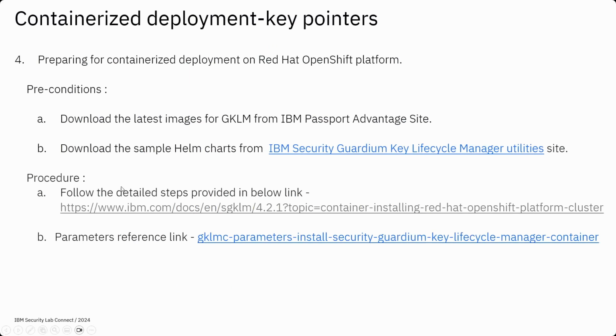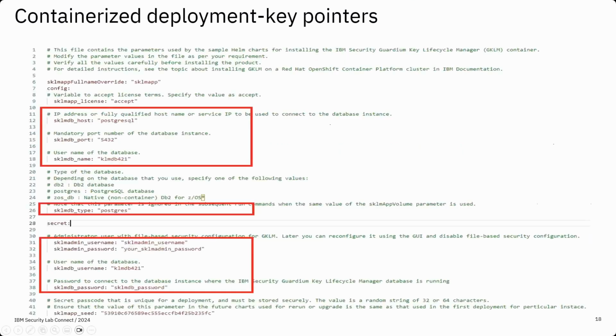For more details, the links are provided here, and this is a parameter reference link which will give you all the details of the parameters which were used in the values.yaml file, and you can update them as per your environment. I have also pasted some screenshots from the same file which will be helpful.